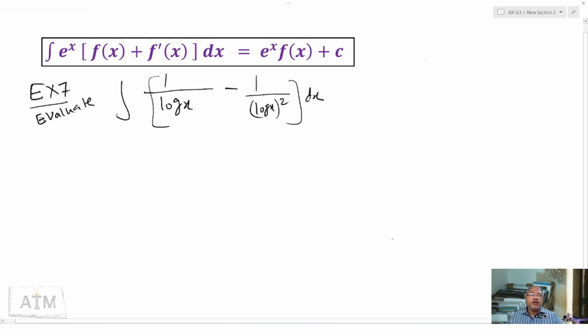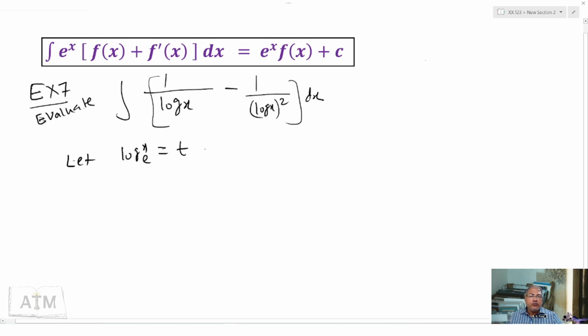Example 7. Evaluate the integration of 1 upon log x minus 1 upon log x whole square with respect to x. Here there is no e raised to x outside. Then how to create the e raised to x? For that we go for the substitution method. Let log x to the base e equal to t. If the base is not given, then base e is always present. If your logarithm is not strong enough, then please visit my channel. You will find a lot of solved problems based upon logarithms. So here we put log x to the base e equal to t.